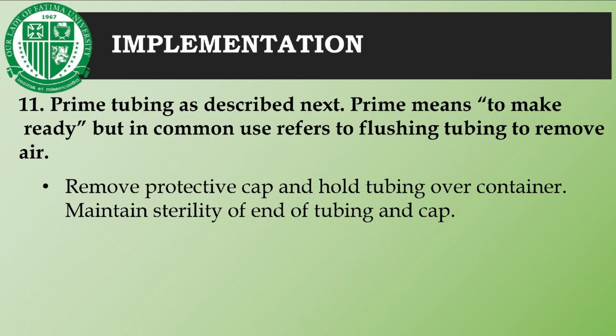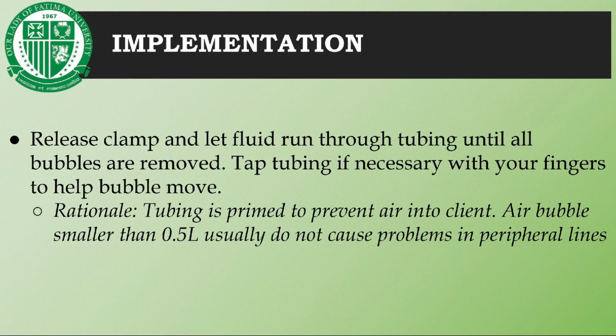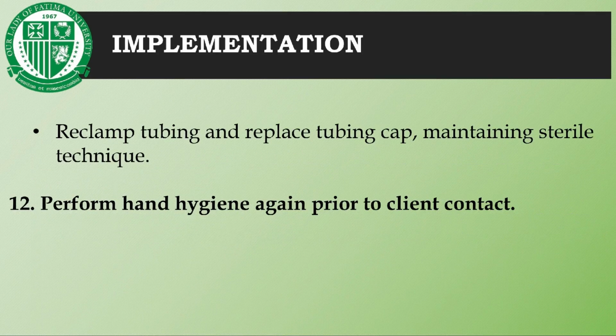Remove protective cap and hold tubing over container. Maintain sterility of end of tubing and cap. Now, the nurse can release the clamp and let the fluid run through the tubing until all bubbles are gone or removed. To help the bubble move, tap tubing if necessary using your fingers. Priming the tube prevents air, and air bubbles smaller than 0.5 liters usually do not cause problems in peripheral lines. Do not forget to reclamp tubing and replace tubing cap while maintaining the sterile technique.